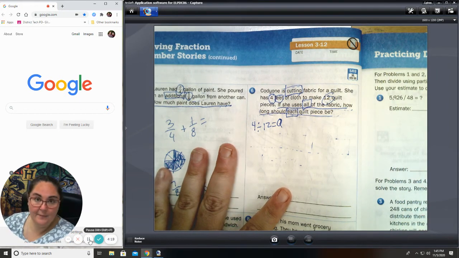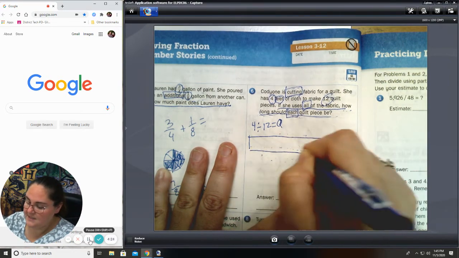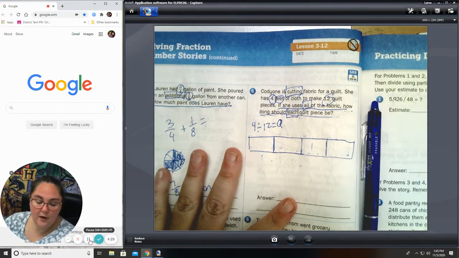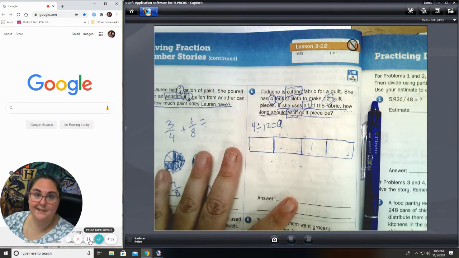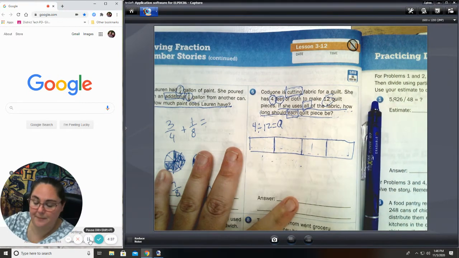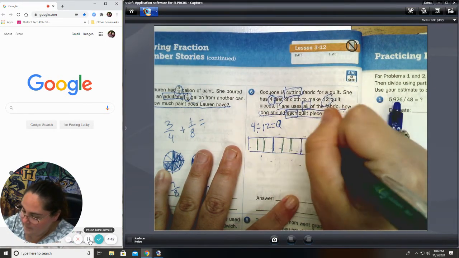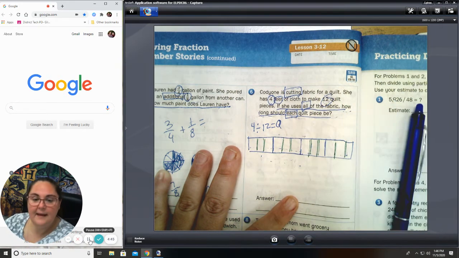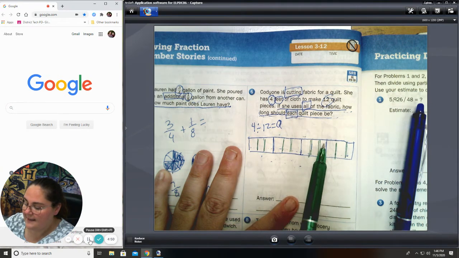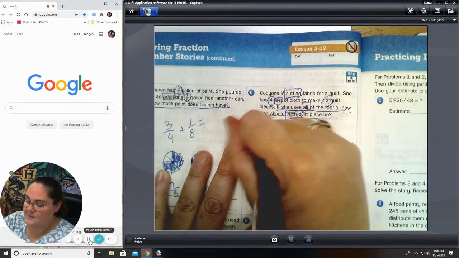Now, for me, I'm going to use my fraction bars. So this is 4 feet. Now, right now, there are a total of 4 pieces, and I need 12. That means for each foot, I'm going to have 3 pieces. Count my number of pieces. 1, 2, 3, 4, 5, 6, 7, 8, 9, 10, 11, 12. Now, I did it this way on purpose.